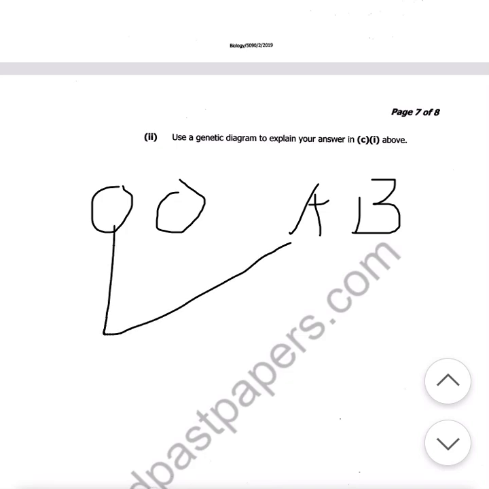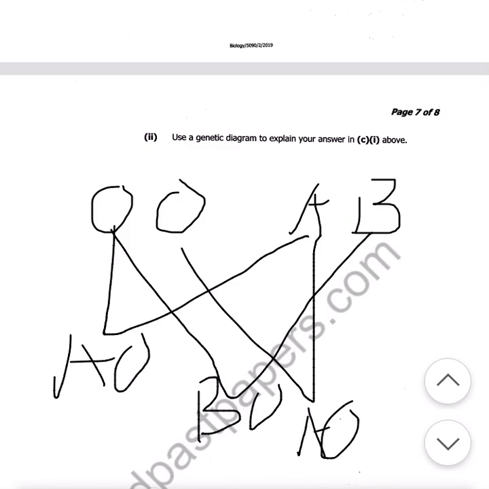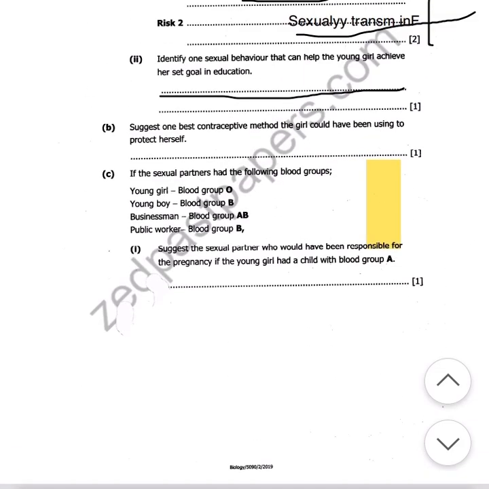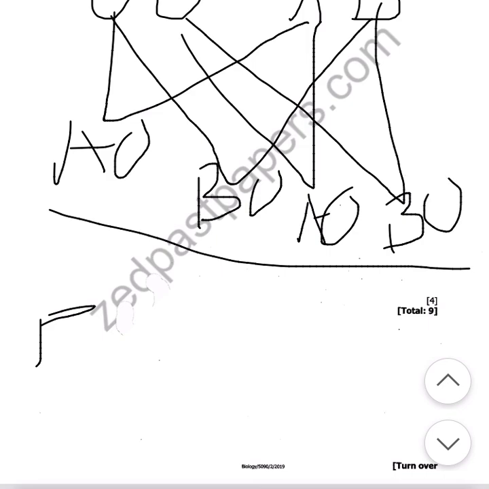So O and A, we have AO, we have O and B, we have BO. We have OA, the same thing repeating itself, it's not different. And then we also have BO at the end, like that. So these are the genotypes of the F1 generation, and the phenotypes of these offspring: 2 blood group A and 2 blood group B.